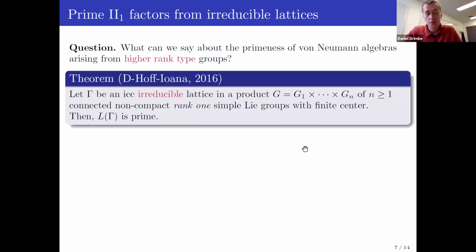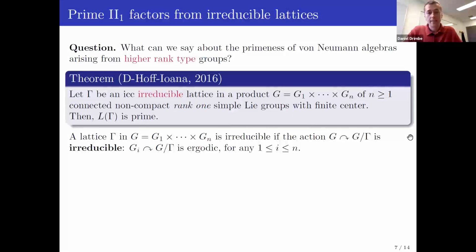And the first result that I want to emphasize is a result in joint work with Dan Hoff and Adrian Ioana a few years ago. So we showed that if Gamma is an ICC irreducible lattice in a product of n connected non-compact rank 1 simple Lie groups, so rank 1 is the essential information here, then L of Gamma is prime. And I want to mention that this is the first example of prime II1 factors that arise from lattices in higher rank.